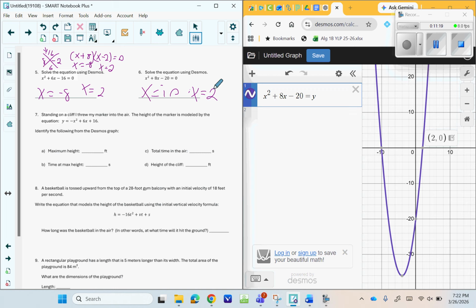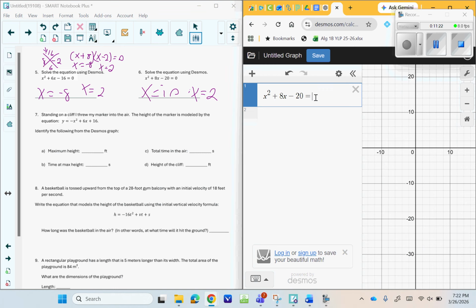Like that. So that's how we used to solve. And again, if I just made this a 0, you're going to get the same answers. It just doesn't look like a parabola. It's just like straight lines.